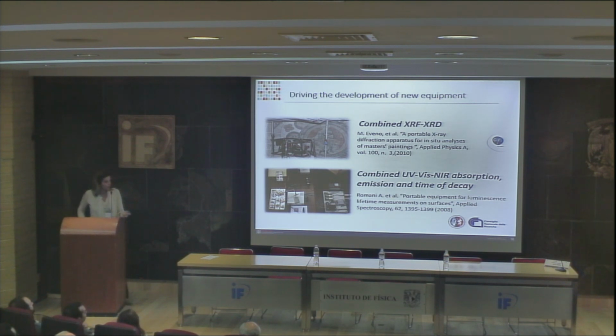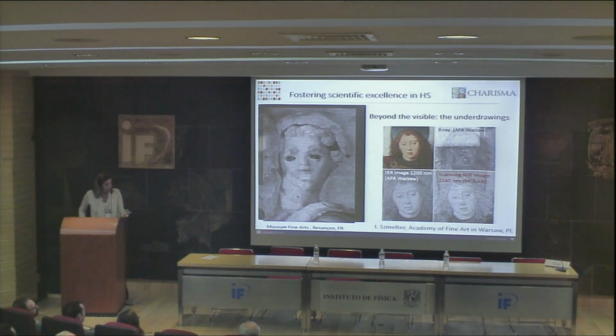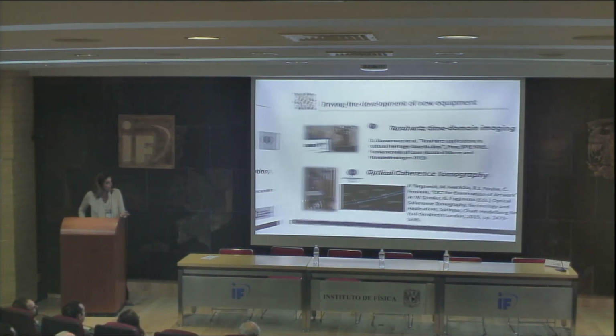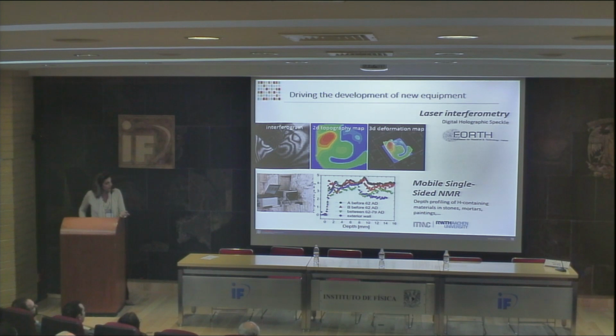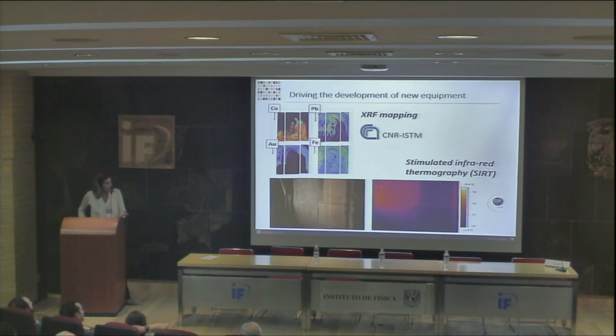And also the new instruments developed during the CHARISMA project are now part of the MOLAB instruments: the combined XRF and XRD instrument, the combined UV-visible near-infrared absorption, emission and time of decay, and a tertiary system for bulk measurements, the optical coherence tomography device that was developed during the CHARISMA project, and a laser interferometry system, a digital holography speckle interferometer that is used to measure with high accuracy the surface of buildings, of paintings, of whatever, a mobile single-sided NMR, an XRF mapping, and finally a stimulated infrared thermography system, again for measuring the presence, for instance, of cracks and defects in wall paintings and so on.